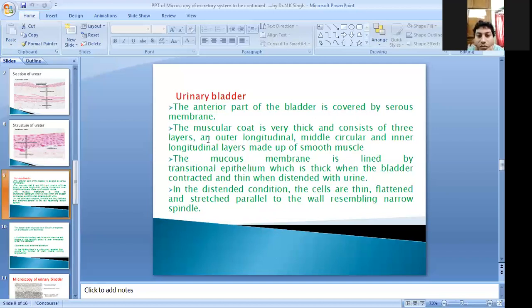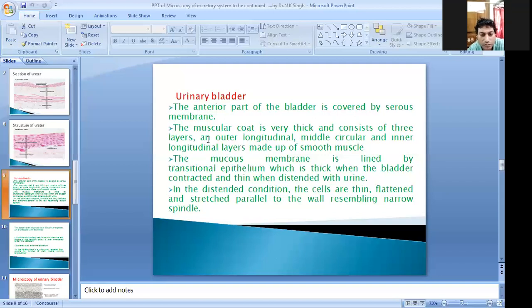As I have said earlier, in all those organs where fluid comes and then gets evacuated, the epithelial lining is mostly transitional epithelium. As we have seen in the ureter, and in the urinary bladder, if you go to the pelvis, you will find that it is also lined with transitional epithelium. And if you go into the urethra, you will also see that it is lined with transitional epithelium.